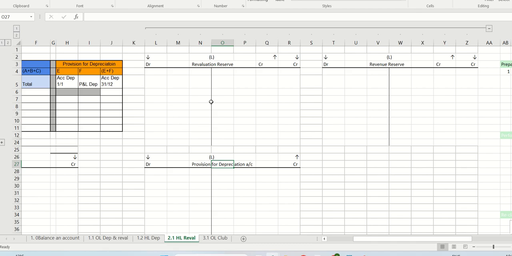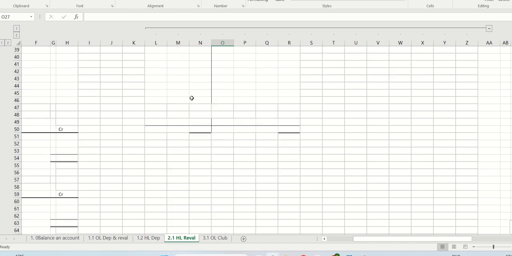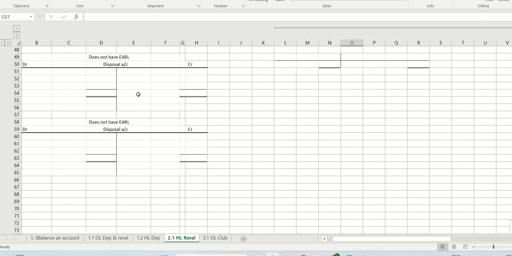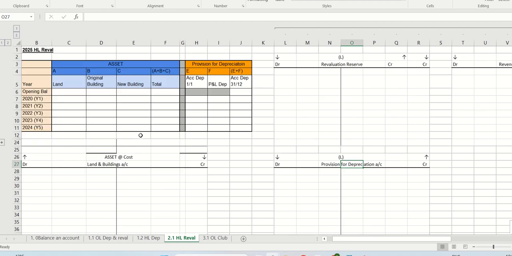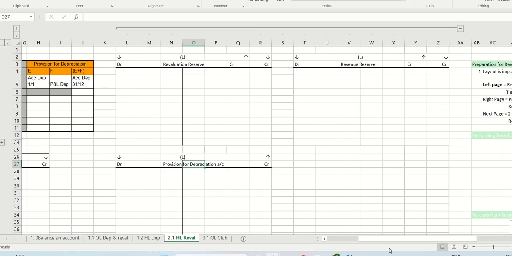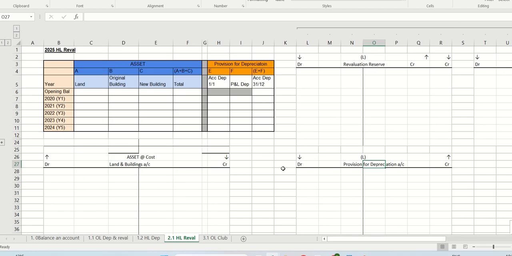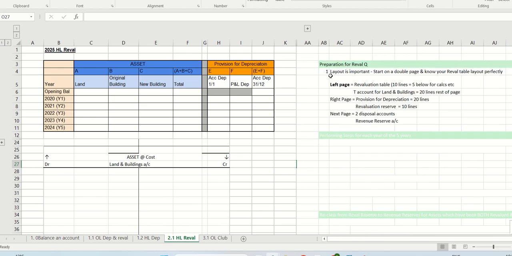On the following page, so you flip over to the next page, you're going to have 2 disposal accounts. For the first, there's always two items sold: the disposal of the land, the disposal of the original building, and you'll also have a revenue reserve, which we'll be using towards the end of the question. So put those on the third page because you're not using them as much, and it's more efficient for you in that way. So draw and prepare your table, draw your T accounts and prepare them.